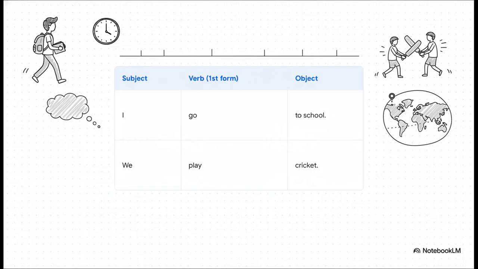Let's see this formula in the wild, okay? Look at that first example. The subject is I, the verb is go, and the object is to school. Put it together. I go to school. Simple. Same for the next one. Subject we, verb play, object cricket. We play cricket. See? It really is that straightforward.